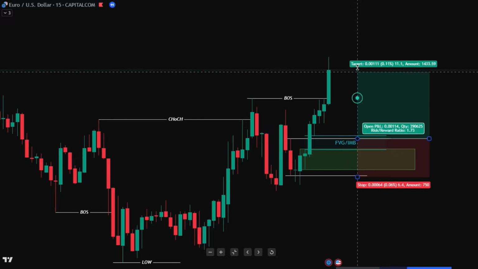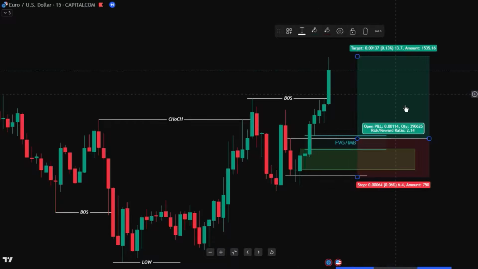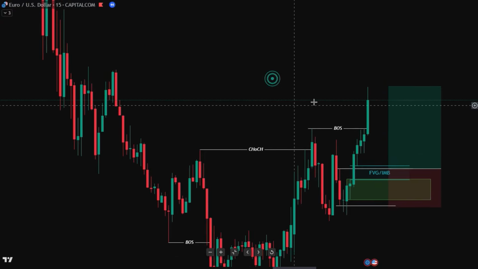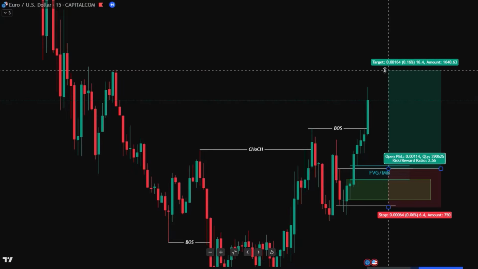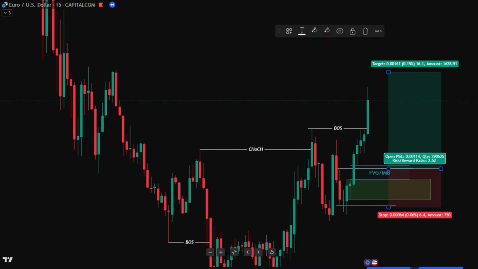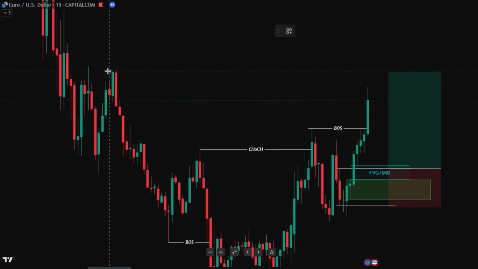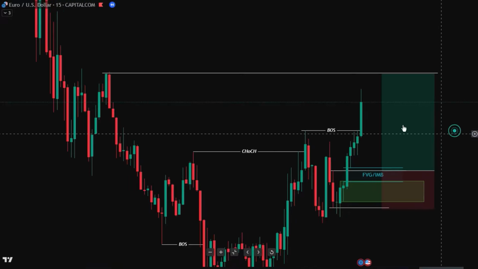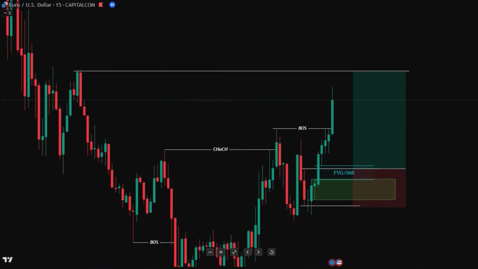So our target is, if you see the highest point, you can see we are already getting 2:1, but we can target exactly this highest point. The last highest point is exactly here, we can target this high. So now let's try to play it out.